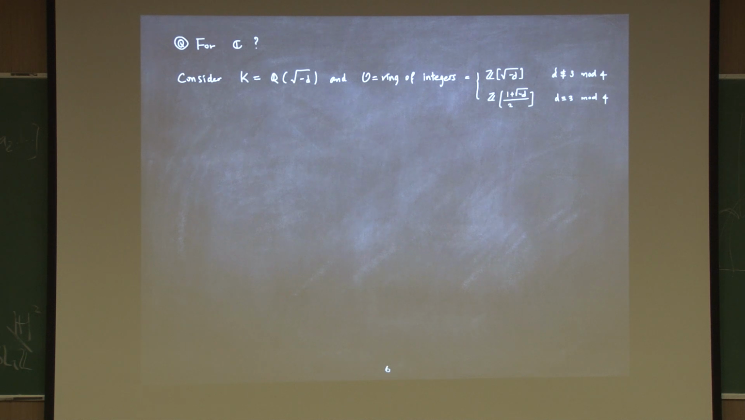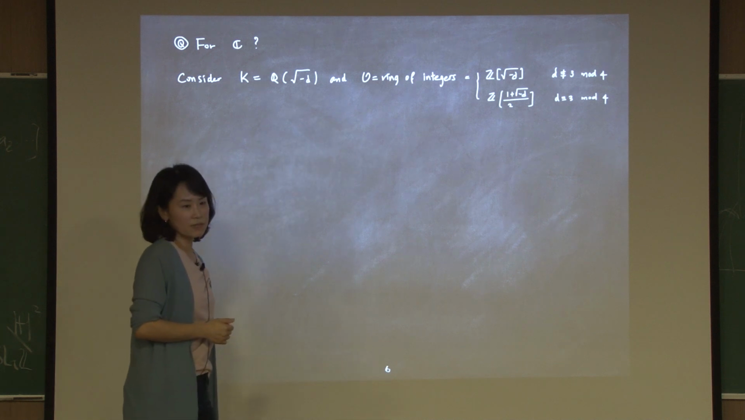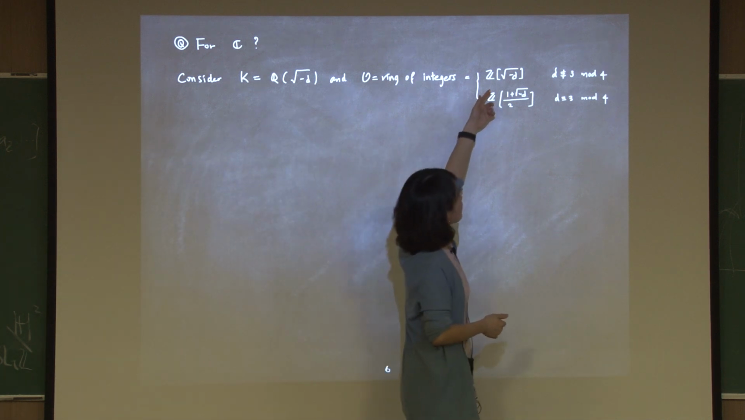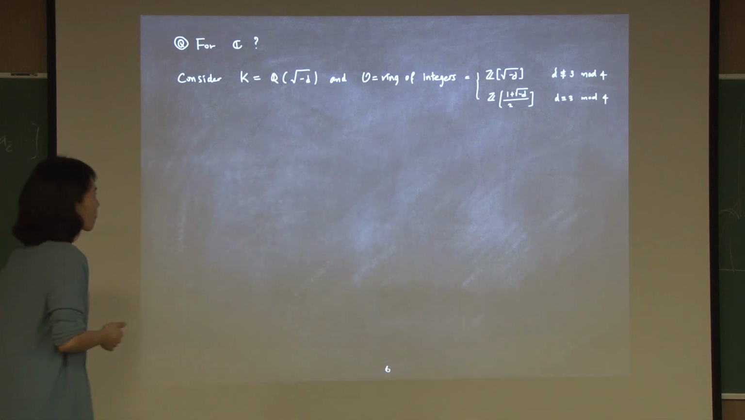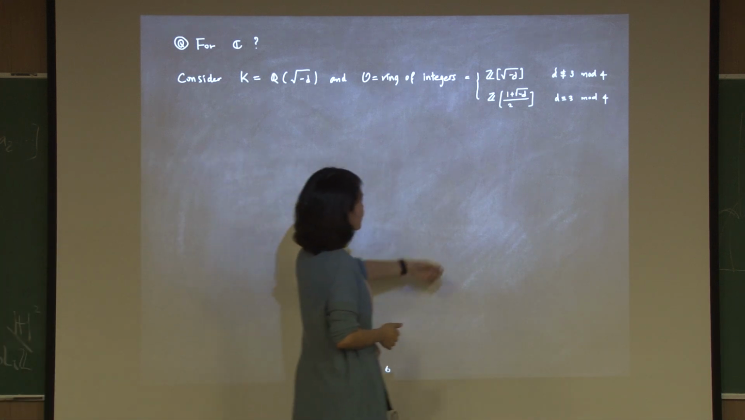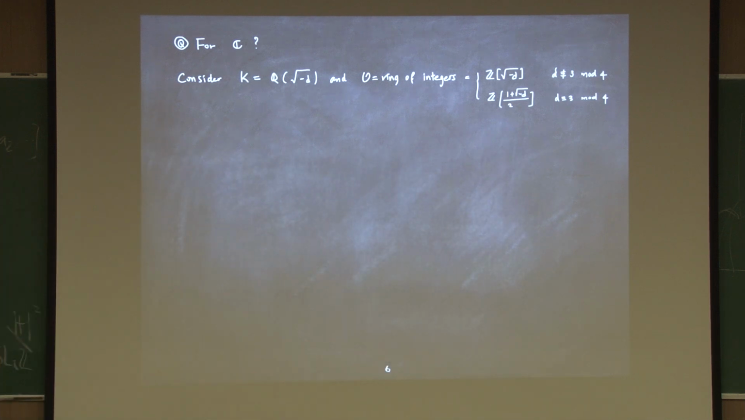So we're interested in Q adjoin square root of negative d. So the ring of integers, instead of Z, we will have Z adjoin square root of negative d if d is not 3 modulo 4, and Z adjoin (1 plus square root of negative d) over 2 if it is 3 modulo 4.